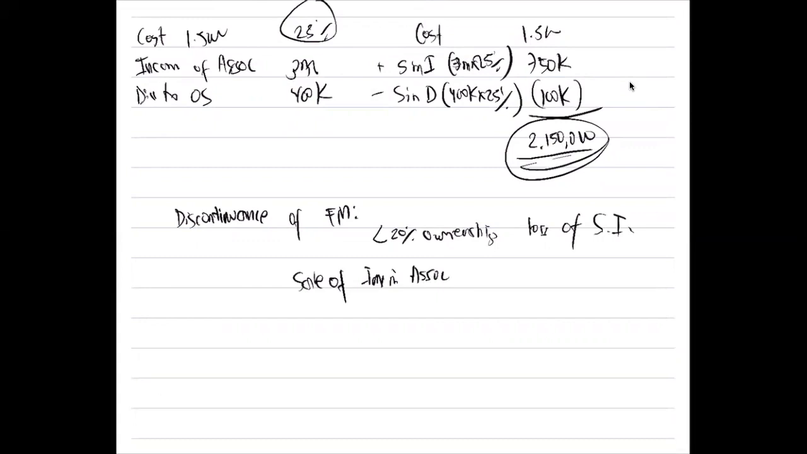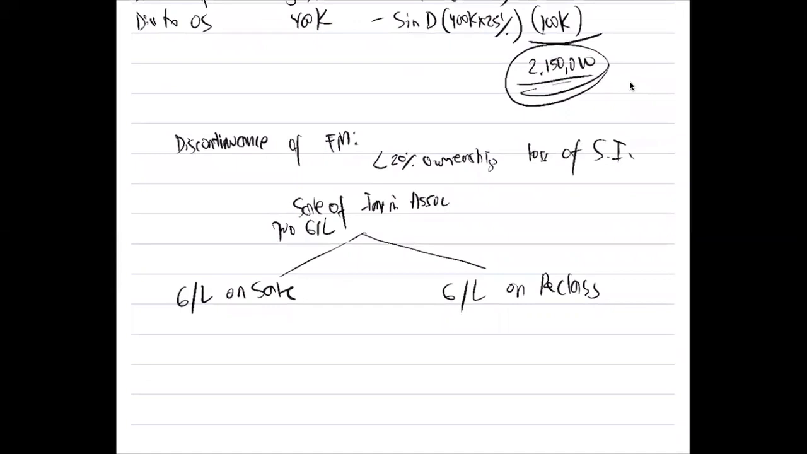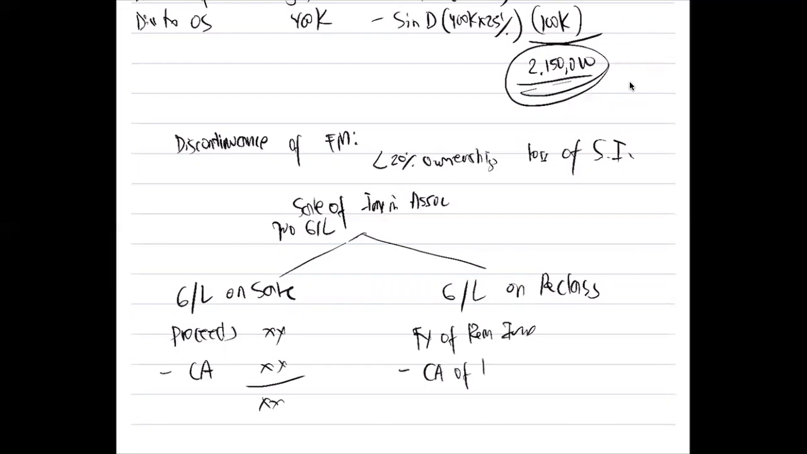So what do we do here? We compute for two gains or losses: your gain or loss on sale and your gain or loss on reclassification. On your gain or loss on sale, we get your proceeds on your sale, we deduct the carrying amount of your investment. And your gain or loss on reclassification, we get the fair value of remaining investment less the carrying amount of remaining investment.